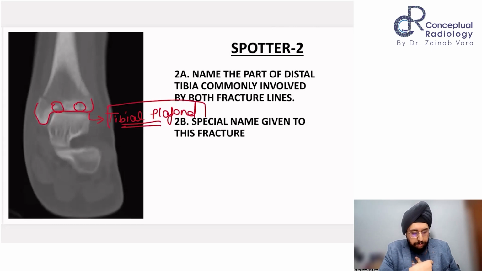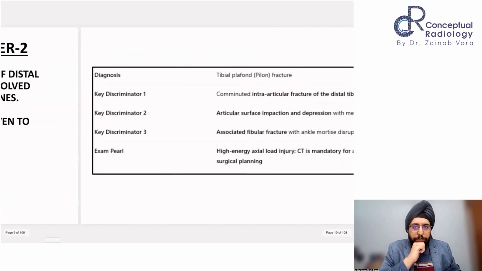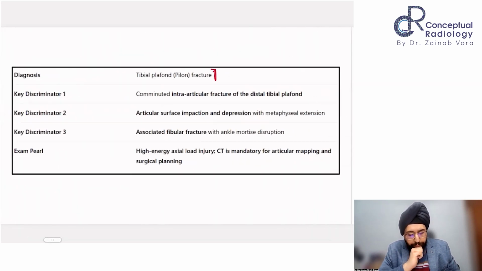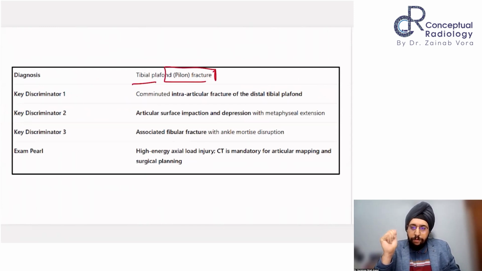Which Tillaux fractures are seen in adolescents? They are seen in skeletally immature patients. So the special name which is given to this fracture is the Pilon fracture. It is a comminuted intra-articular fracture of the distal tibial plafond. It's usually seen in high energy axial load injury.